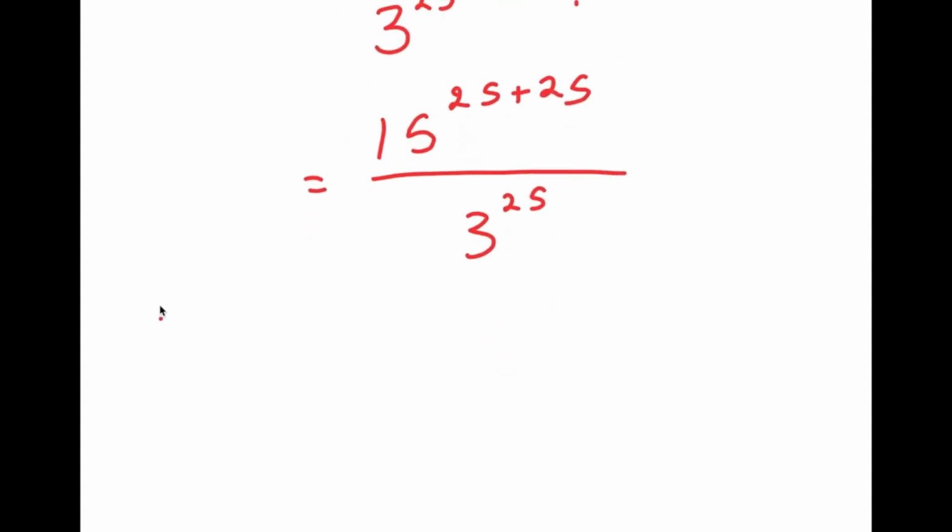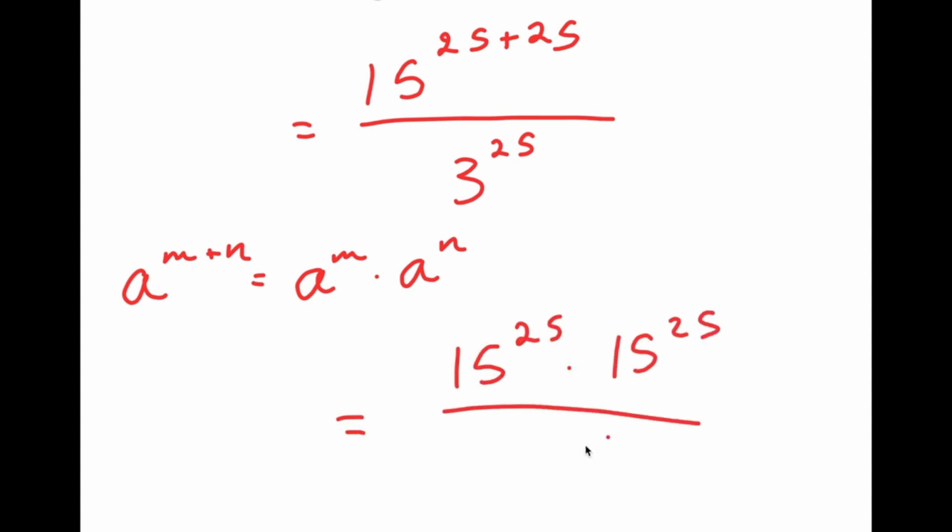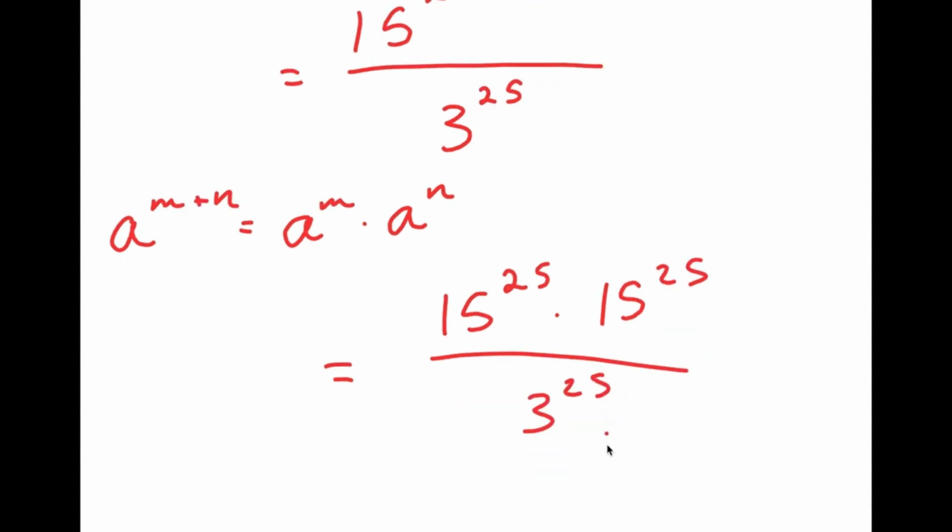And the reason I did this is because now I can use the property a to the power of m plus n is equal to a to the power of m times a to the power of n. So in this case, 15 to the power of 25 plus 25 is going to equal 15 to the power of 25 times 15 to the power of 25. And I have this over 3 to the power of 25.